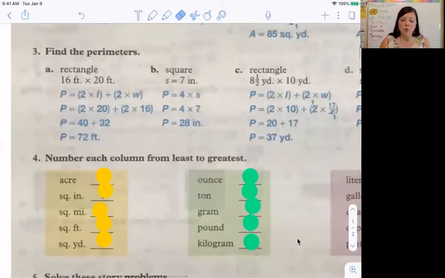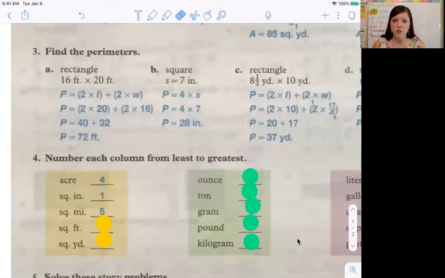From section 4, we're taking a look at each of these boxes individually, and we're ordering them from least to greatest. Let's put a number 1 next to the smallest of these units. Now, remember I said when we're talking about square inches, square miles, square feet, square yards, pretend like the square is not there. If we were to have an inch, a mile, a foot, or a yard, out of those 4, which one would typically be the smallest? The inch. So inch is going to be number 1.